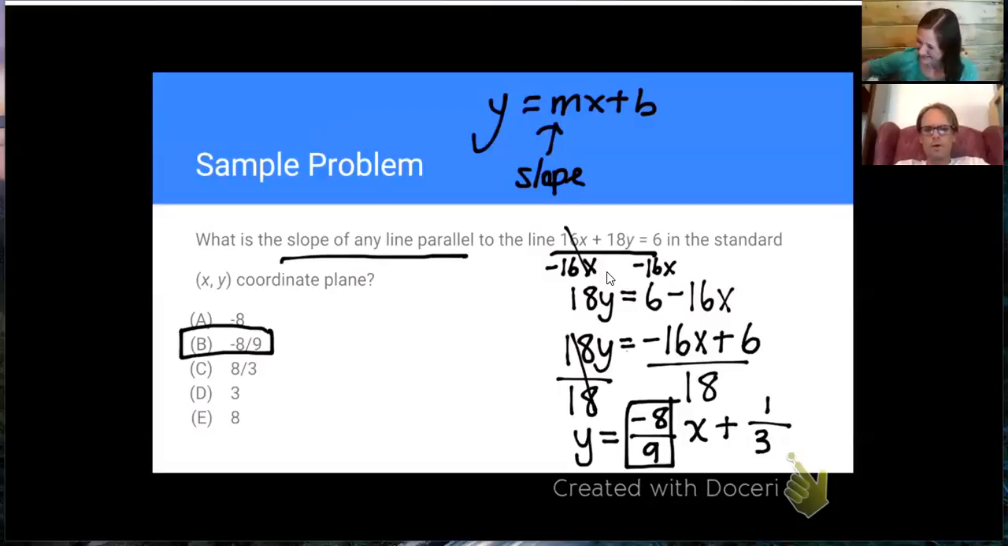Okay. So do I need to do anything with that 1/3 over there? So the 1/3 would be the y-intercept, or your b, and that's where the line's going to cross the y-axis. So if the problem were worded differently and asked for the y-intercept, that would be the answer.